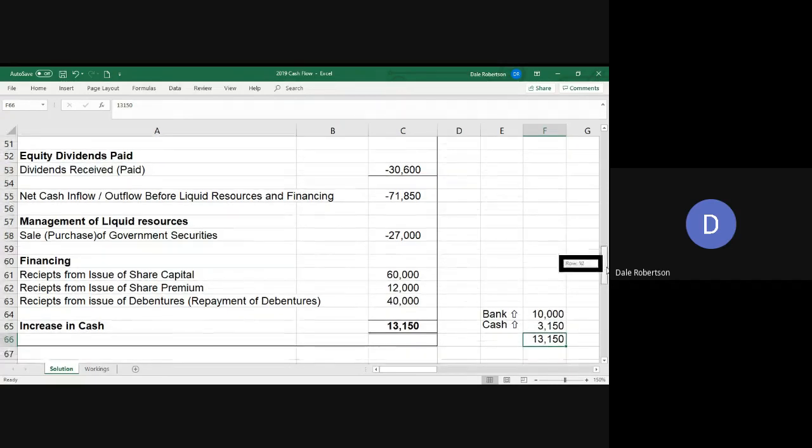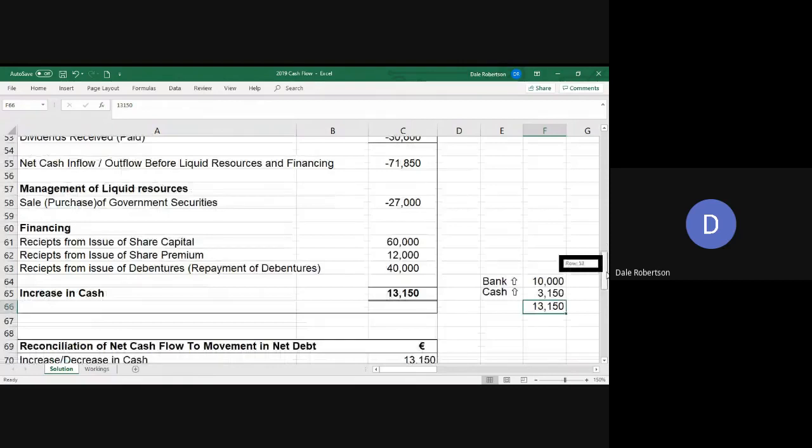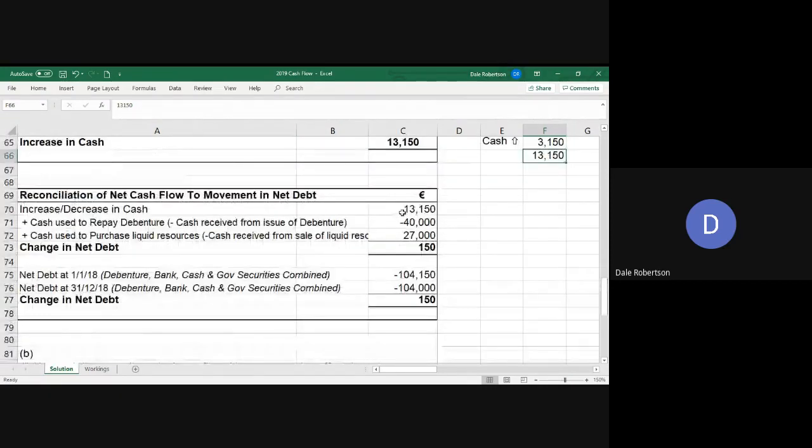But of course, you're required to do this proof here, where you take your increase in cash and you put 13,150 there. You take away the issue of the new debenture and you add on if there's an amount to purchase liquid resources and you get a change in net debt of 150. You need to learn off this system here, 150.